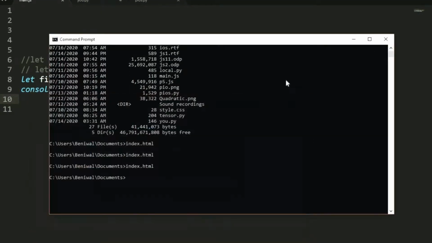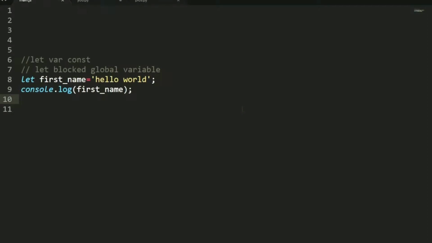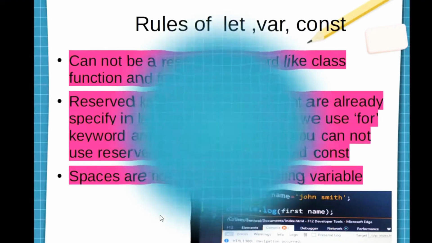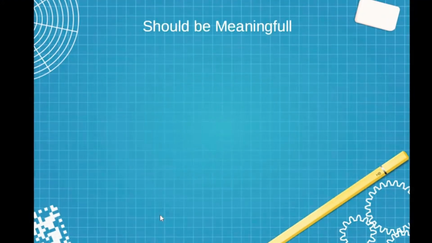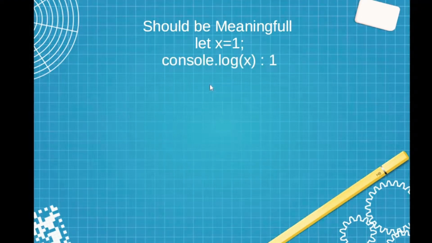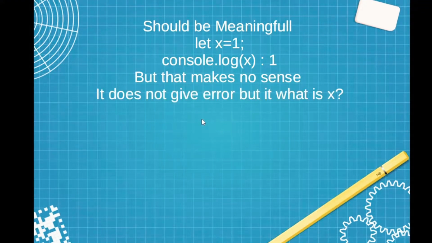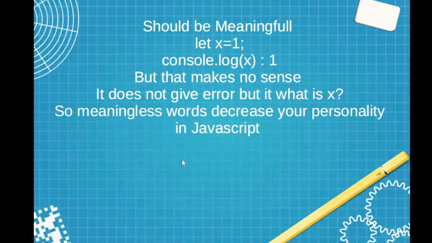Okay, I think you understand this concept, so closing all the text and this. Now, talking about spaces not being allowed in creating variables, I think you understand this concept. No spaces and no hyphens are allowed. The next rule is that names should be meaningful. For example, let x equal to 1, and when we say console.log of x, we get 1, but that makes no sense. It doesn't give an error, but what is x?